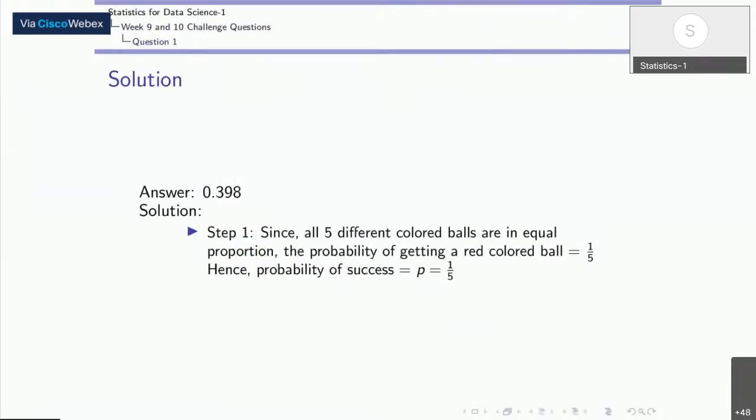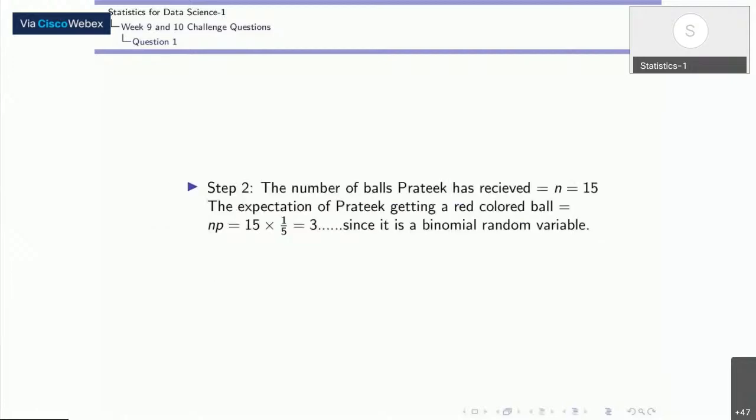So this is step one. Because all five different colored balls are in equal proportion, the probability of getting a red colored ball will be 1 by 5, that is 0.2. So we'll consider the probability of success p as 1 by 5 or 0.2. Eventually the probability of failure will be 1 minus p, which is 0.8. I think a lot of people have got that correct.